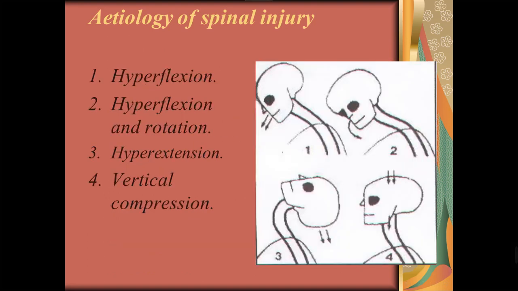Now you can see in this image different types of mechanism of fractures in traumatic fractures. Hyperflexion in this one. Here there will be hyperflexion with rotation, as you can see. This one is hyperextension, which I told you is uncommon. And number four is the vertical compression of the vertebrae.